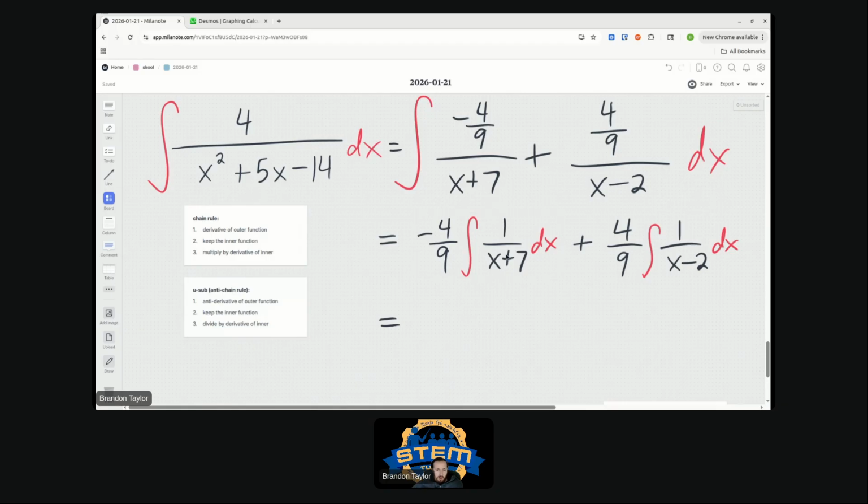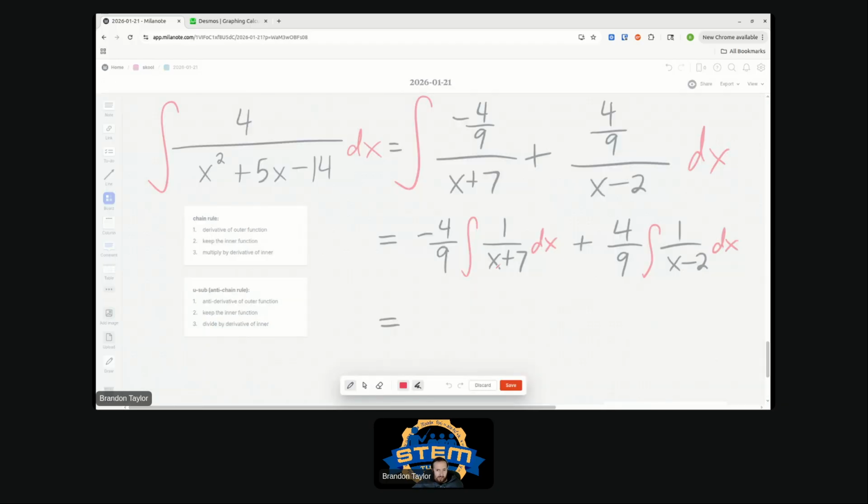So think about it. What's the outer function here? 1 over x. What's the inner function? x plus 7. What's the antiderivative of the outer function, 1 over x? Natural log. So natural log of something, and then keep the inner function, x plus 7, and then divide by the derivative of the inner. The derivative of the inner is 1, so you just divide by 1, but that doesn't do anything. Hopefully that makes sense, but you really want to get to the point where, when you end up with what are called linear denominators, it's actually very easy.